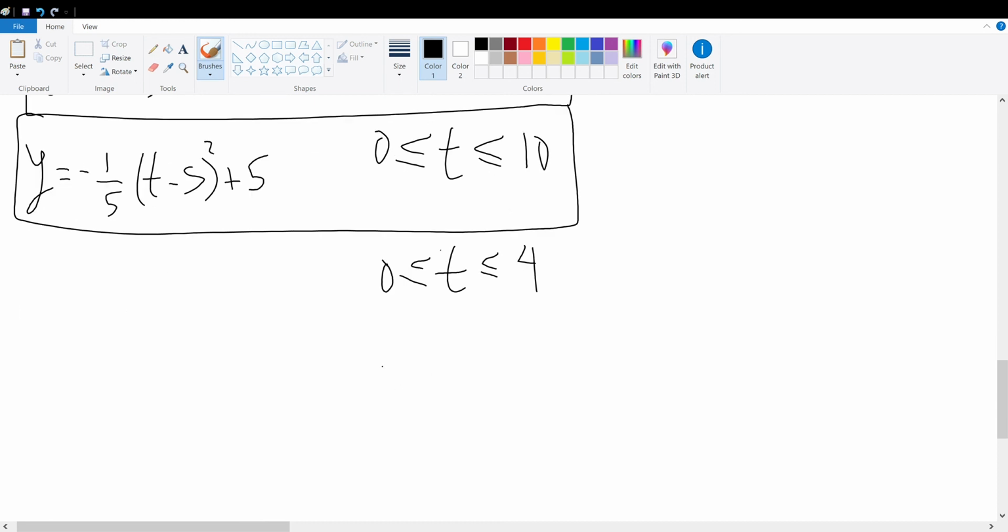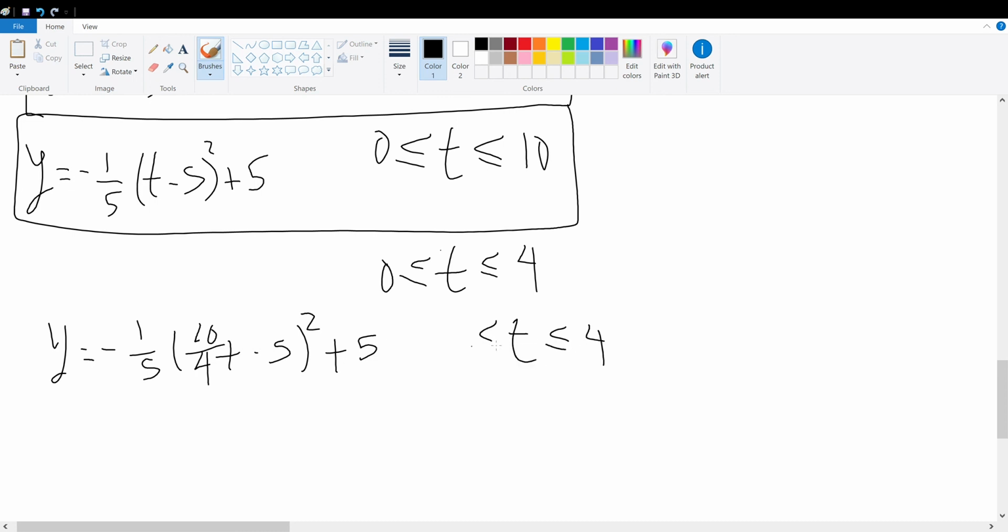Therefore, we can rewrite this equation as y is equal to negative 1 over 5 multiplied by (10 over 4 t minus 5) squared plus 5, which has 10 divided by 4 as t's new coefficient, as this missile will be traveling 10 over 4 times faster than the previous function of 10 seconds, with t's range being between 4 and 0. And therefore, we have found out the missile needed to save our airport.